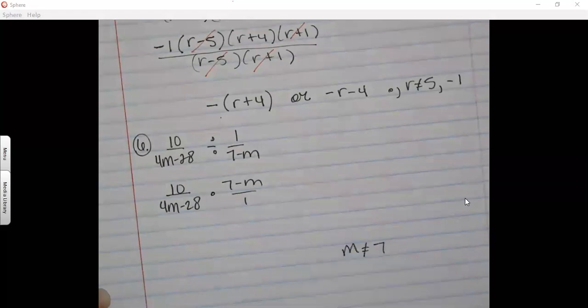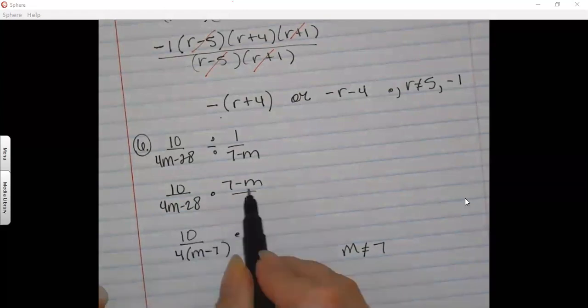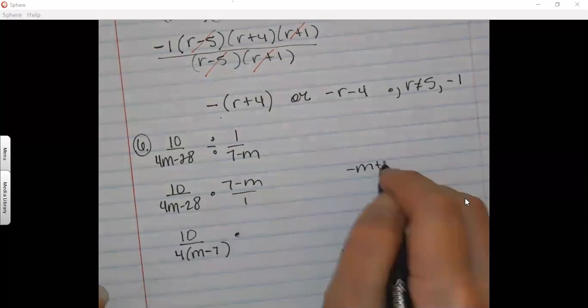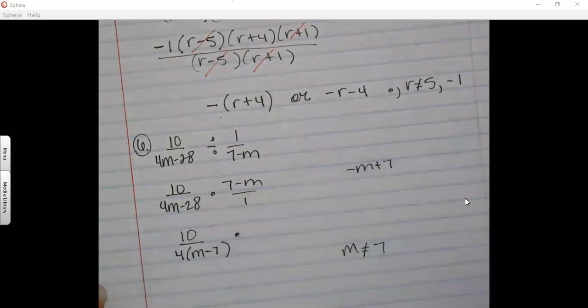I can factor 4m minus 28. So 10 over 4 times m minus 7, right? Times, I'm going to convert that. That would be negative m plus 7. If I write it in standard form, the negative goes with the m. Factor out the negative, and I have negative 1 times m minus 7.